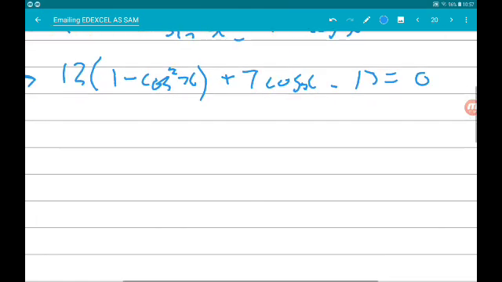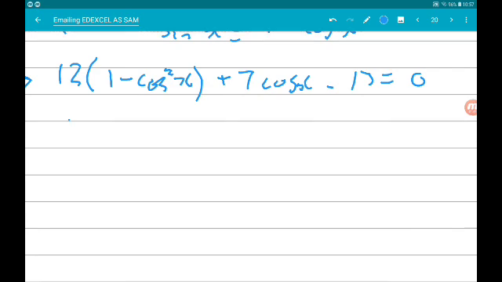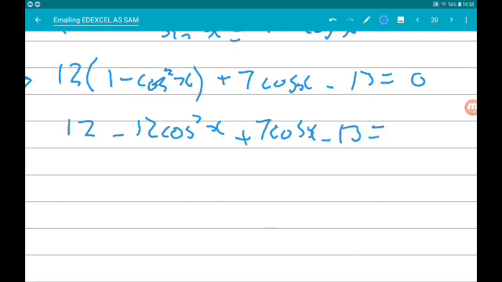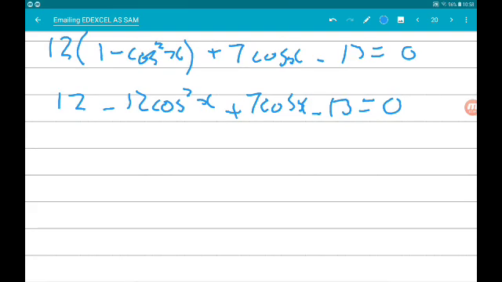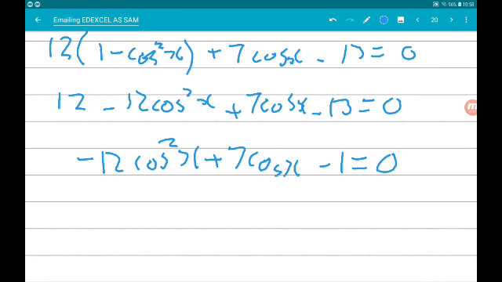Okay, so if we expand the bracket, we get 12 minus 12 cos squared of x, add 7 cos x minus 13 is equal to 0. So 12 minus 13 is minus 1, so we can write this as minus 12 cos squared of x, add 7 cos x minus 1 is equal to 0. So, the problem that we've now got is that we got a negative cos squared term. It's not really a problem, it's just not very nice.